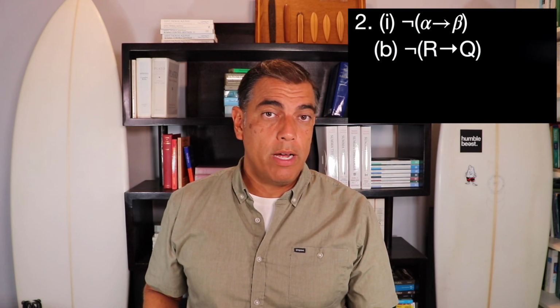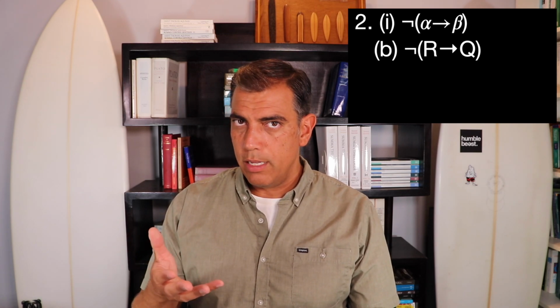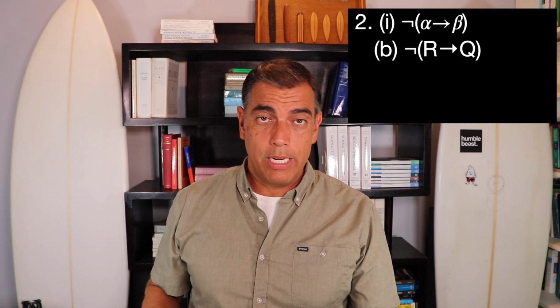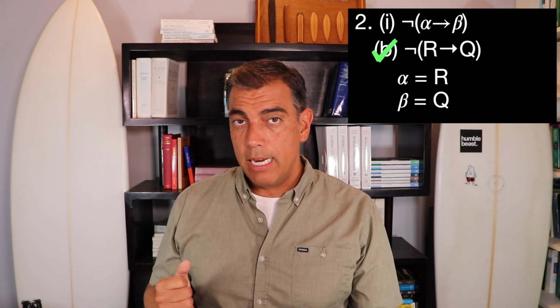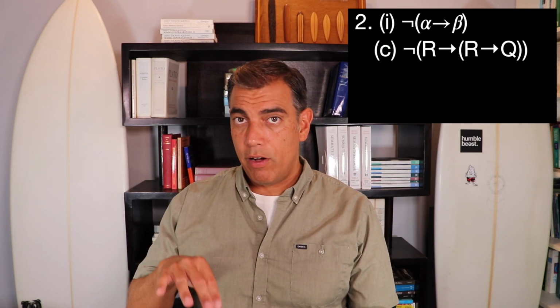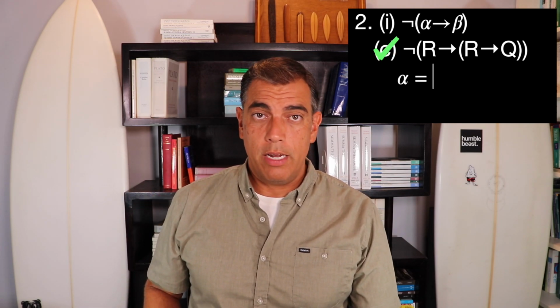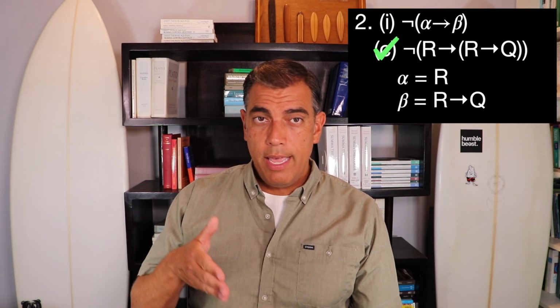And then our second one is "it's not the case that if R then Q." And notice the only difference here is that there used to be a P there and now there's an R there. So yeah, this is also an instance of the same logical form where R replaced alpha and Q replaced beta. Then we have "it's not the case that if R then Q." And this also is an instance of that logical form where we have R replacing alpha and "if R then Q" replacing beta.